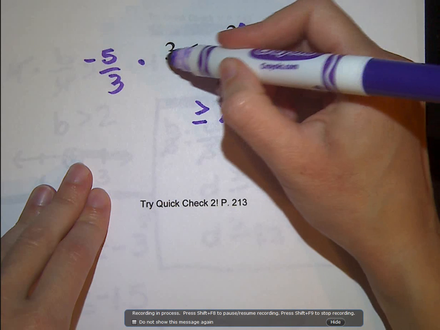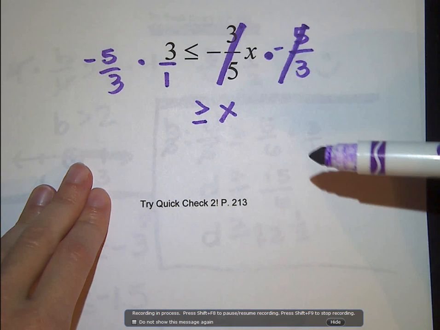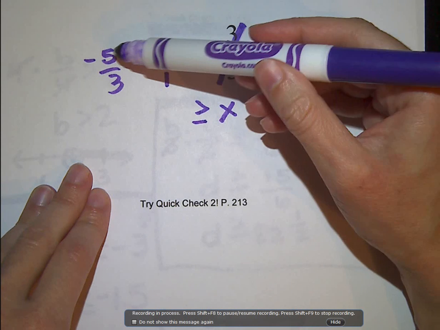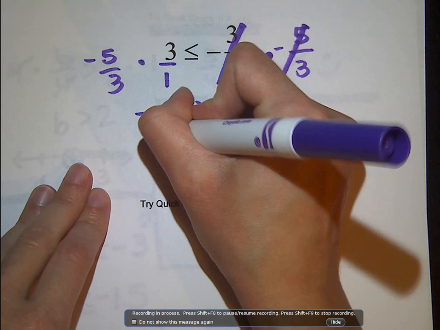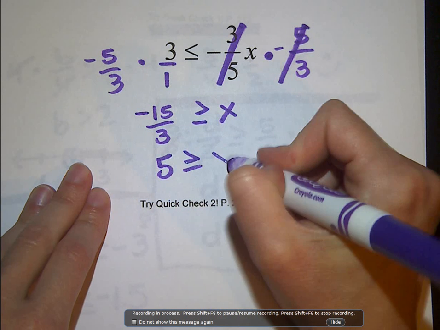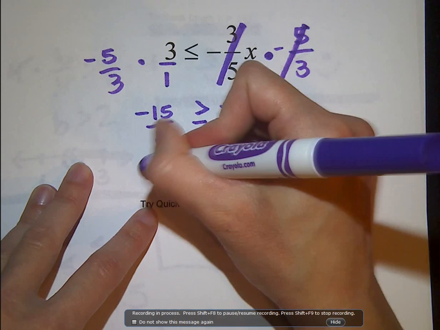This is 3 over 1. So remember, be careful. The negative you have to pick if you're going to put it with the numerator or the denominator. So I just put mine with the numerator. So negative 5 times 3 is negative 15. 3 times 1 is 3. Negative 15 divided by 3 is negative 5. And I read this always from the variable. So x is less than or equal to negative 5.